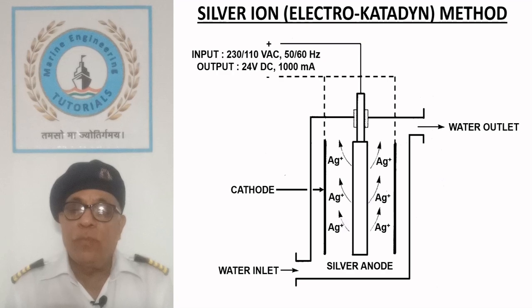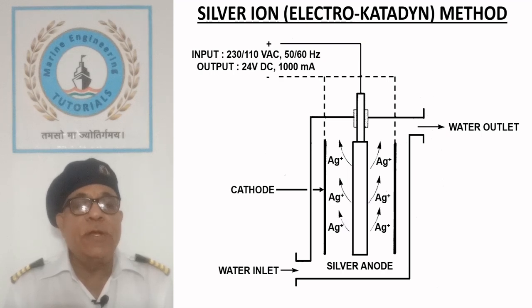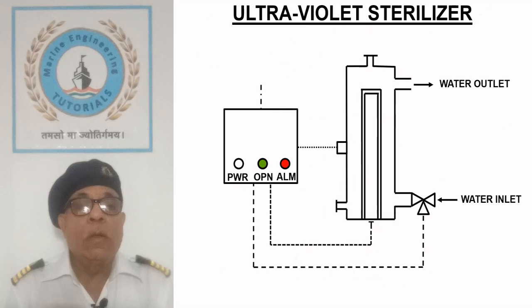Silver anode has reasonably long life but it requires periodic cleaning. Effectiveness of sterilizer is monitored by measurement of silver ions in the treated water. Ultraviolet sterilizer. Ultraviolet light can be used as an effective means of sterilizing water without causing any physical or chemical change in the water itself.